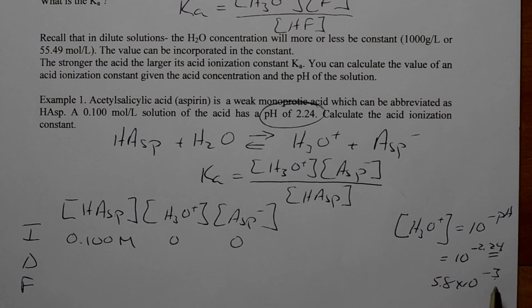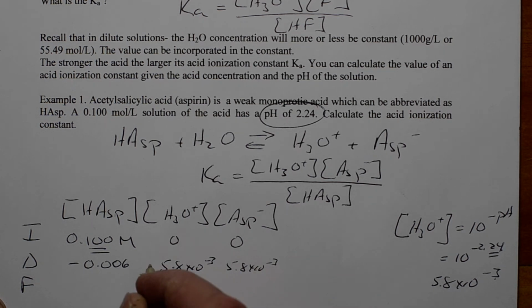So if I look at that, it's really equivalent to about 0.006 because I only have 3 decimals here. I'm going to keep the number here though, 5.8 times 10 to the minus 3, and 5.8 times 10 to the minus 3. Those are positive. So I end up with those exact numbers in my final.